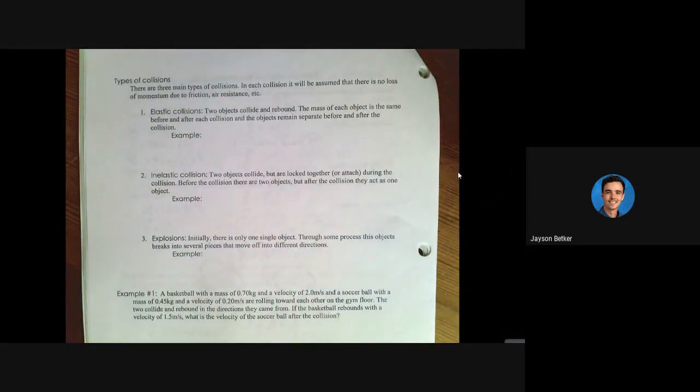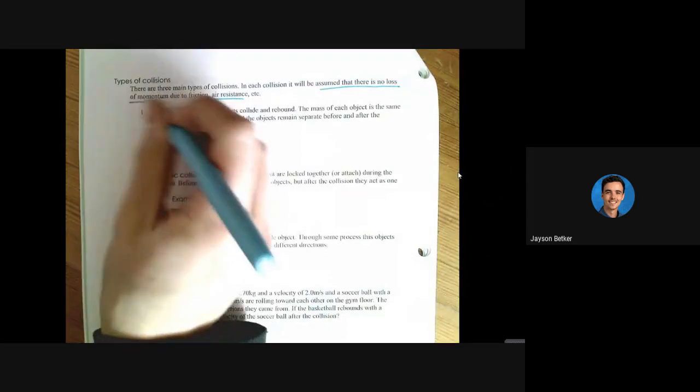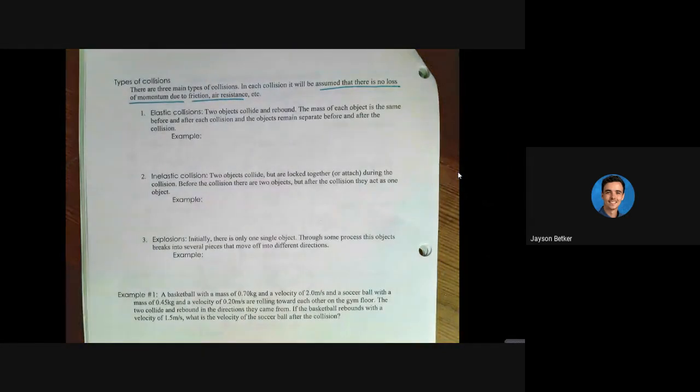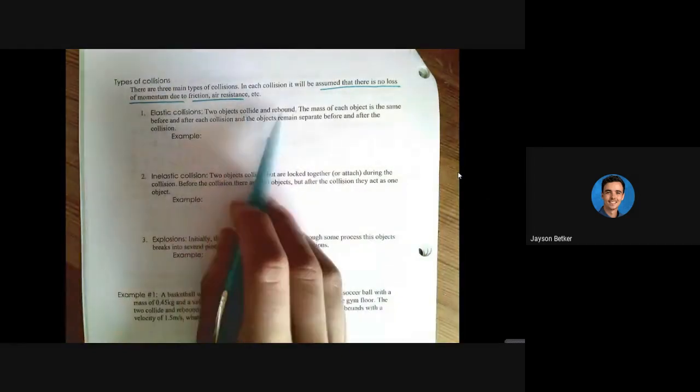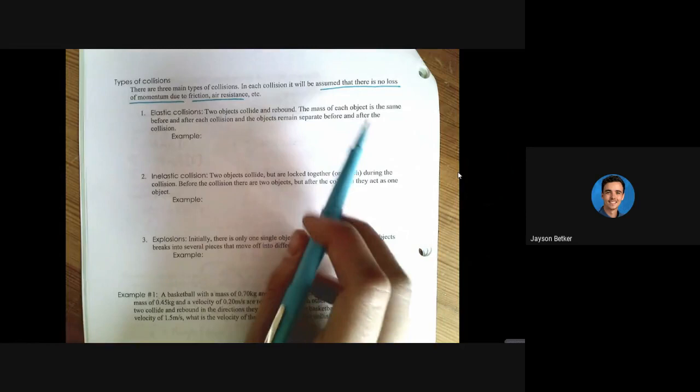So no matter what collision we're looking at, assume that there is no loss of momentum due to friction or air resistance. So momentum is conserved. We're following that conservation of momentum principle. Now, what is an elastic collision? An elastic collision is when 2 objects collide and rebound. So the mass of each object does not change after each collision, and the objects remain separate before and after.